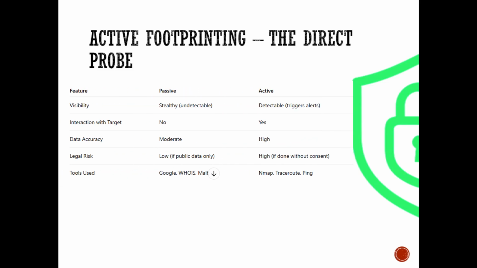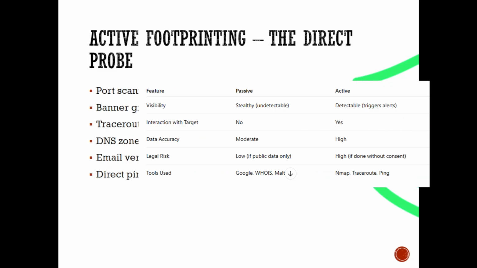Quick comparison table. Feature: passive versus active. If public data only. Visibility: stealthy and undetectable versus detectable, triggers alerts. Interaction with target: no versus yes. Data accuracy: moderate versus high. Legal risk: low if public data only, versus high if done without consent. Tools used: Google, WHOIS, Maltego for passive; Nmap, traceroute, ping for active.